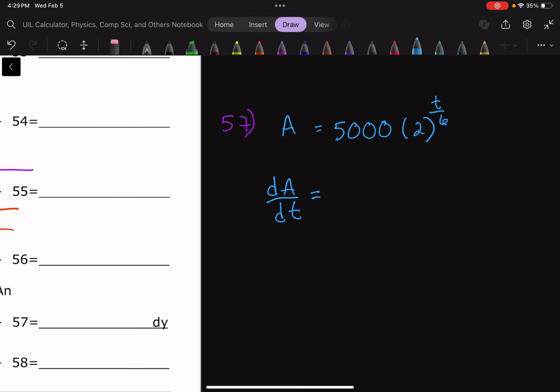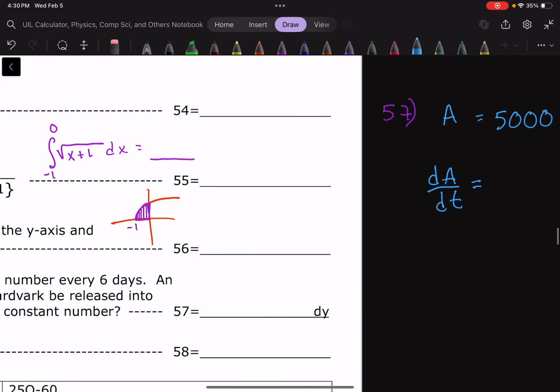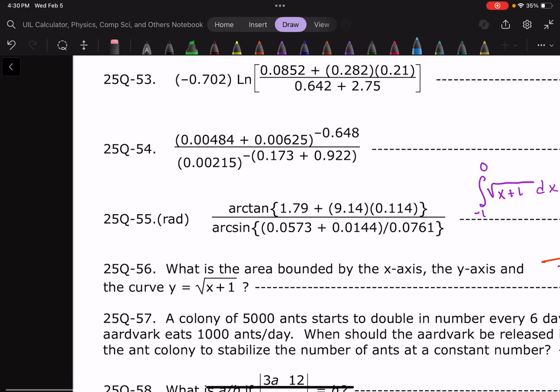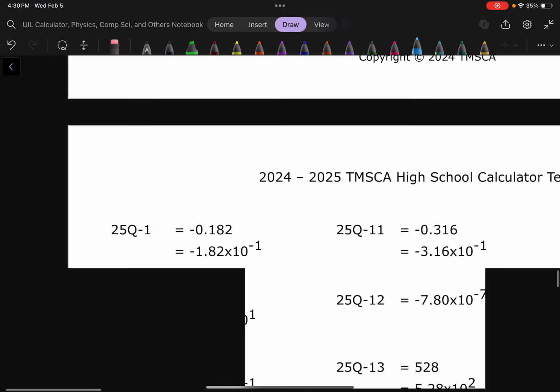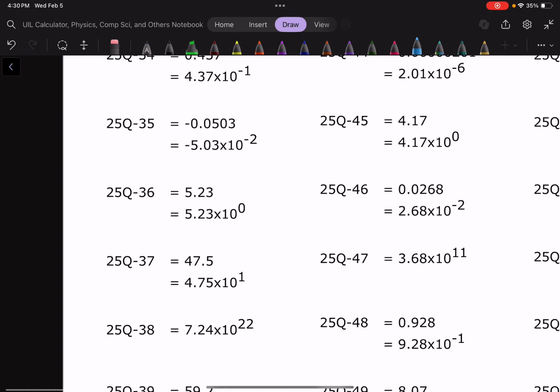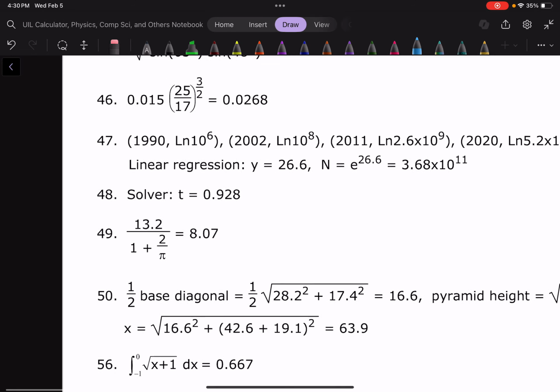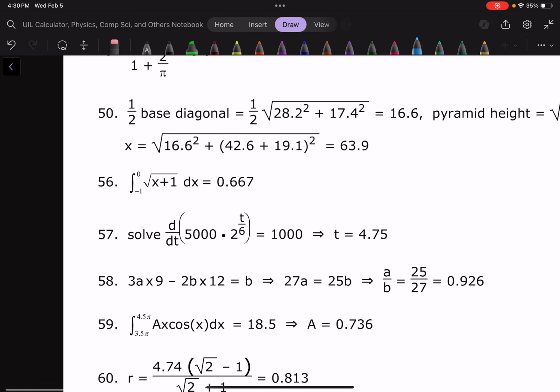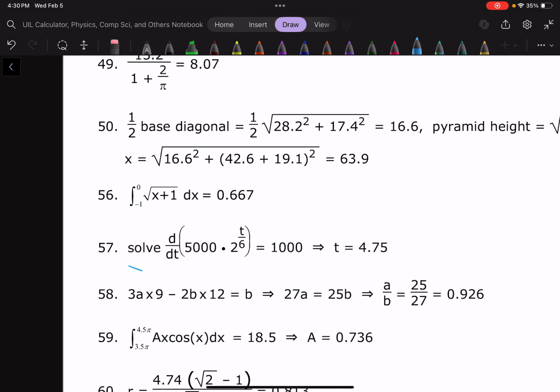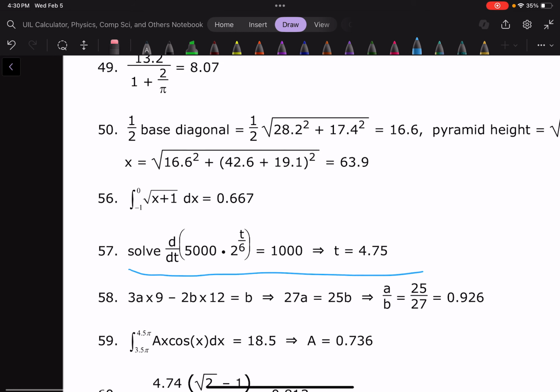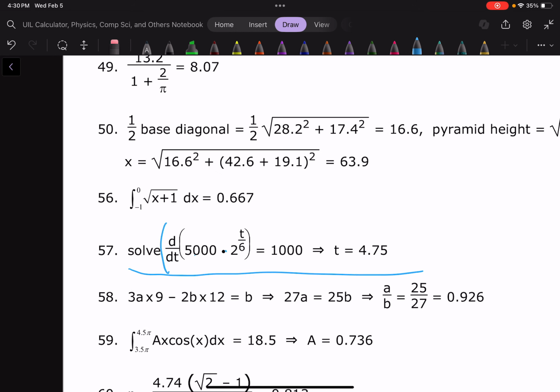And so there's going to be an ln trick here, and so you throw that into your calculator. I'm just going to skip over and look at what that part is in the solution because I'm being lazy. Well, they just throw it in as a solver, right? So you're going to solve the derivative of 5,000 times 2 to the t over 6 equals 1,000. That's going to give us a time of 4.75 days.